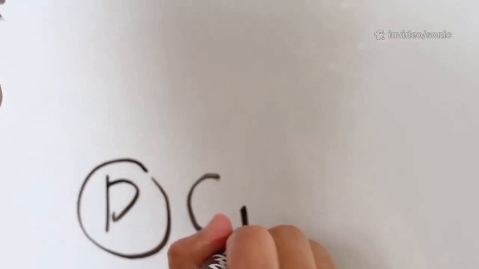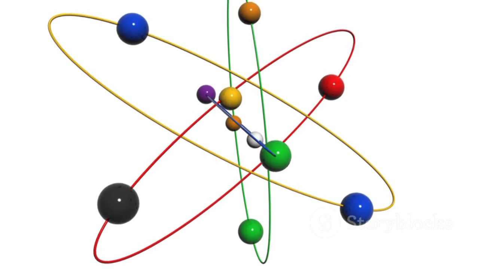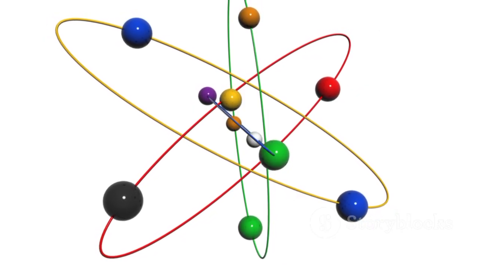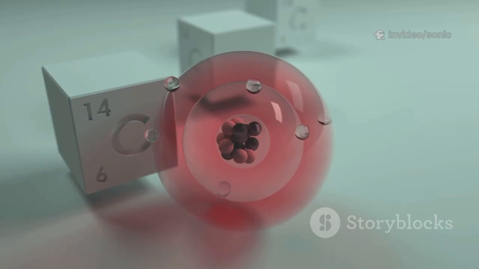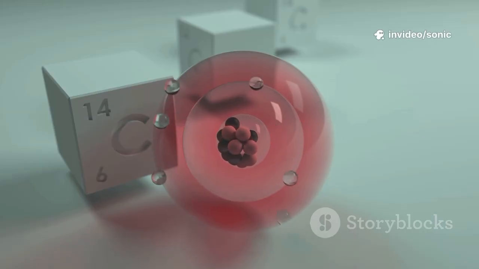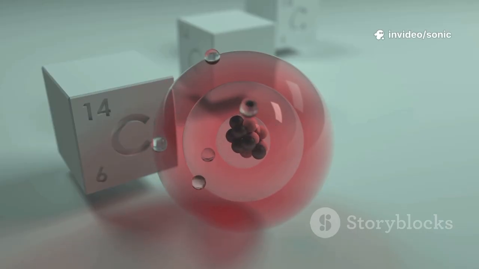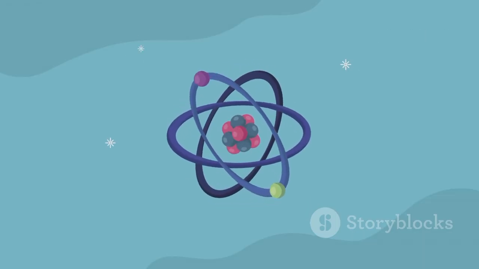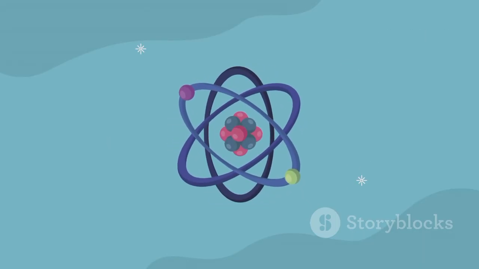The electrons are arranged in shells or energy levels. For carbon, 2 electrons are in the first, innermost shell, and the other 4 are in the outer shell. This outer shell is called the valence shell, and these 4 valence electrons are the key to everything that makes carbon so special and versatile. Now, let's talk about those 4 outer electrons.